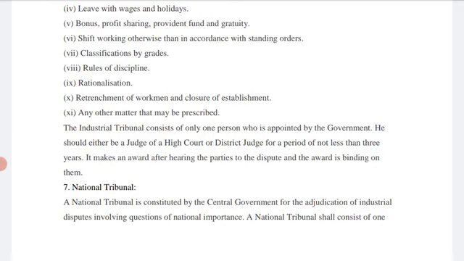He should either be a judge of a high court or a district judge for a period of not less than 3 years. It makes an award after hearing the parties to the dispute, and the award is binding on them.